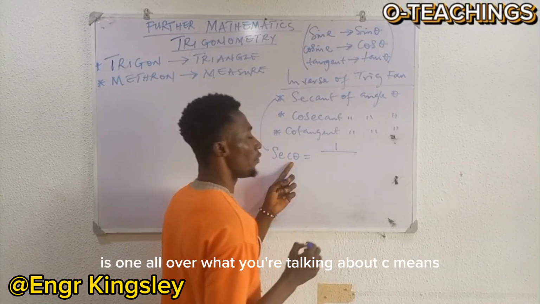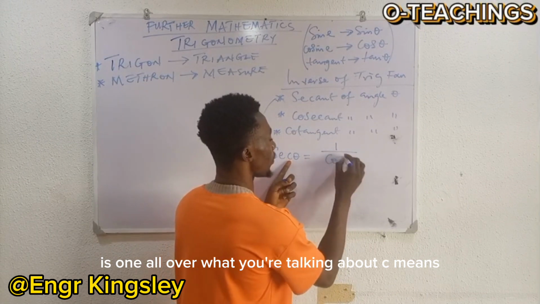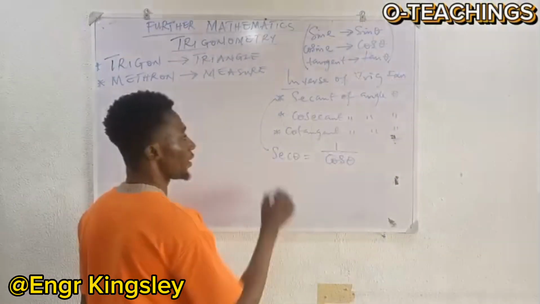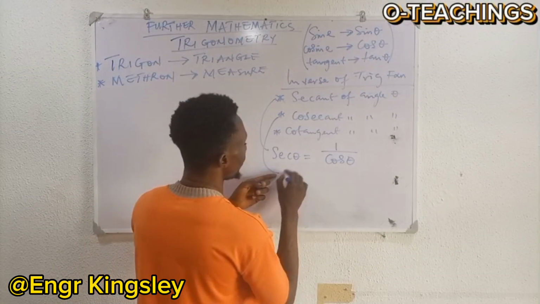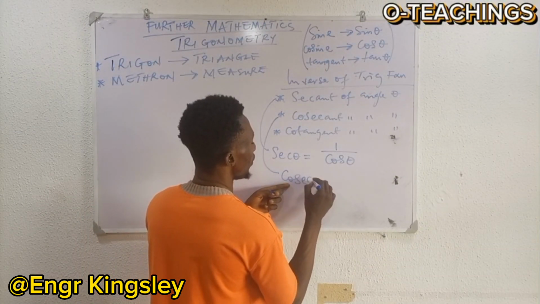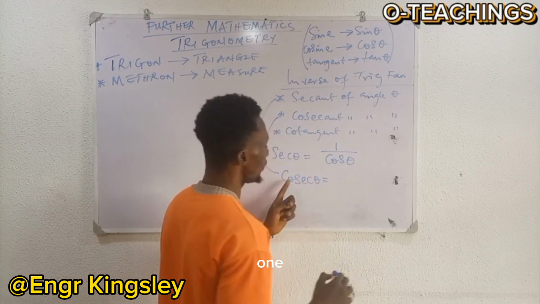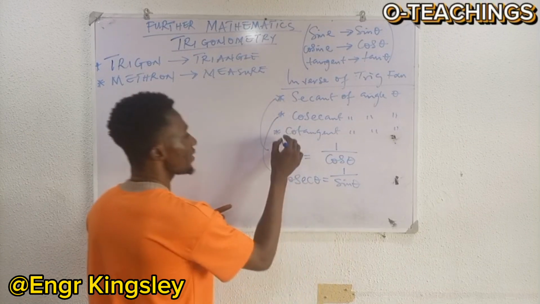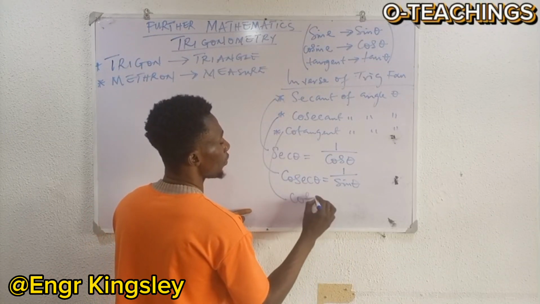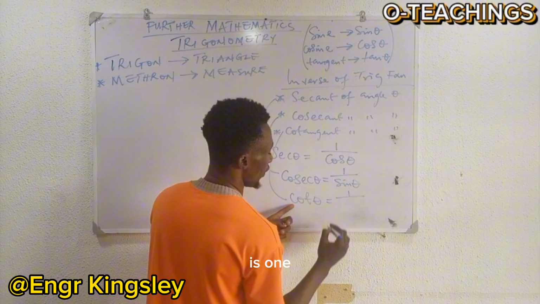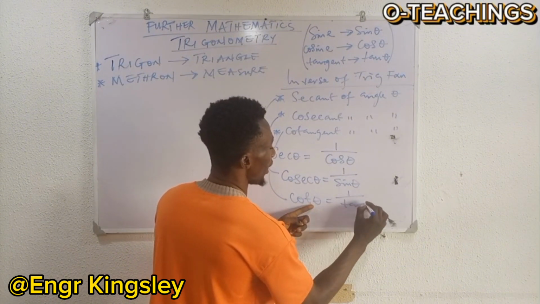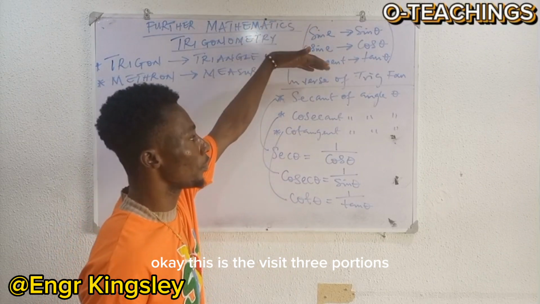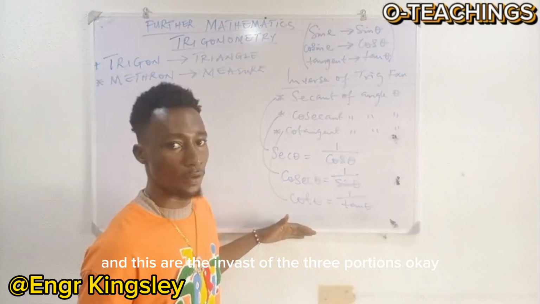Secant of angle theta is sec theta, and you concentrate on the third letter. The inverse is 1 all over what we are talking about. C means cos theta, so 1 all over cos theta is the same thing as sec theta, the secant of angle theta. The second one is the cosecant, cosec theta. We count 1, 2, 3, the third letter, so it is 1 all over sine theta. Lastly, the cotangent, cot theta, counting 1, 2, 3, is 1 all over tan theta. These are the basic trig functions, and these are the inverses of the trig functions.